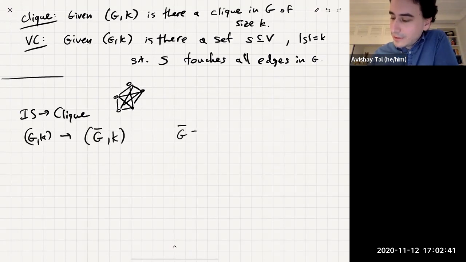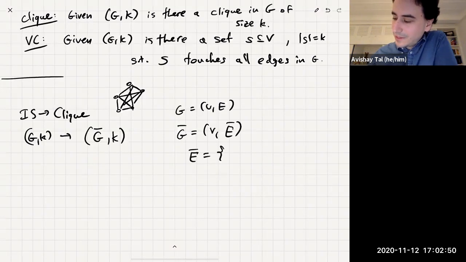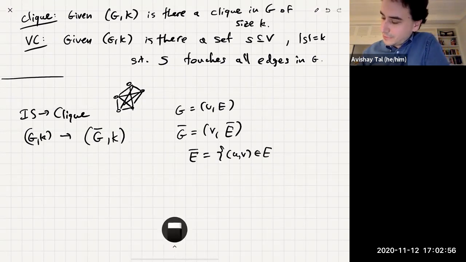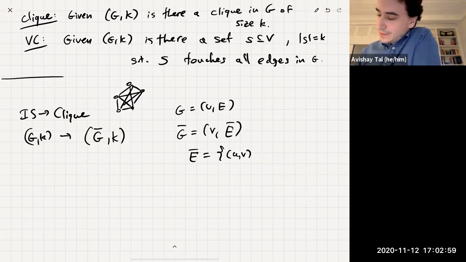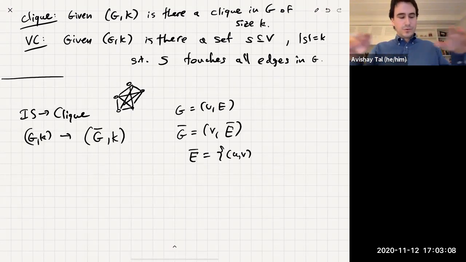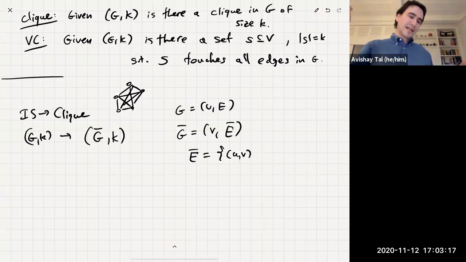What is G bar? If G is (V, E), then G bar is (V, E complement), where E complement is just: if there's an edge in E, there's no edge in E complement, and vice versa. So you just reverse the graph. Every edge that was there, you put no edge between. If there wasn't an edge between u and v, then you put an edge there. So independent set corresponds to a clique in this new graph G complement.